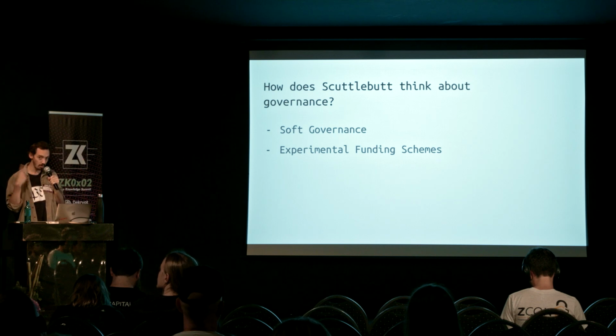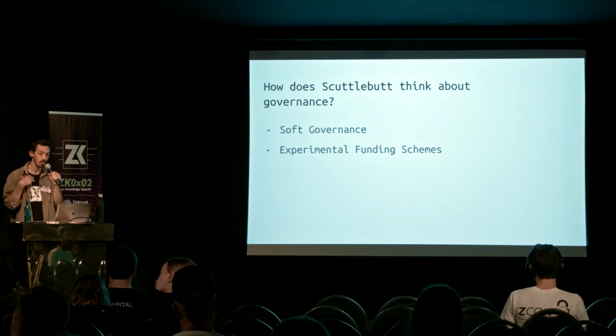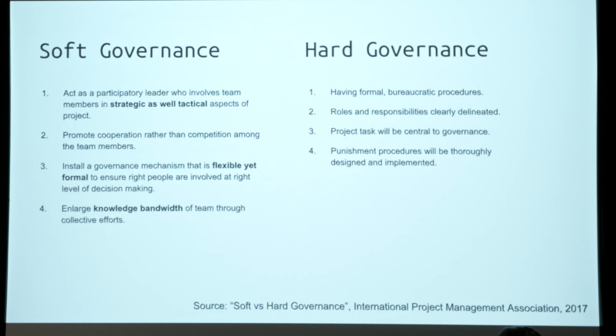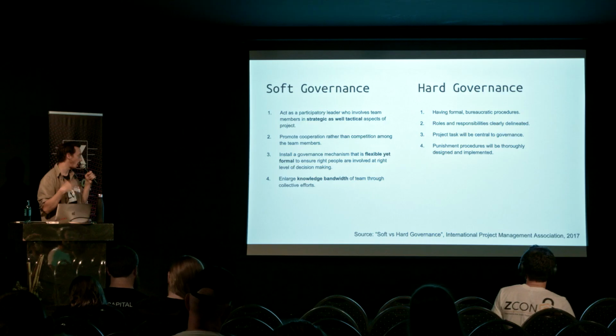Within Scuttlebutt, there are two main principles that I want to hammer home today that I've noticed in the research I'm doing: one, soft governance, and two, experimental funding schemes. Soft governance is a term you can see in a lot of talk around project management research. Some examples within models of soft governance: acting as a participatory leader who involves team members in strategic as well as tactical aspects of the project, promoting cooperation rather than competition among team members, and installing governance mechanisms that are explicitly flexible yet formal.